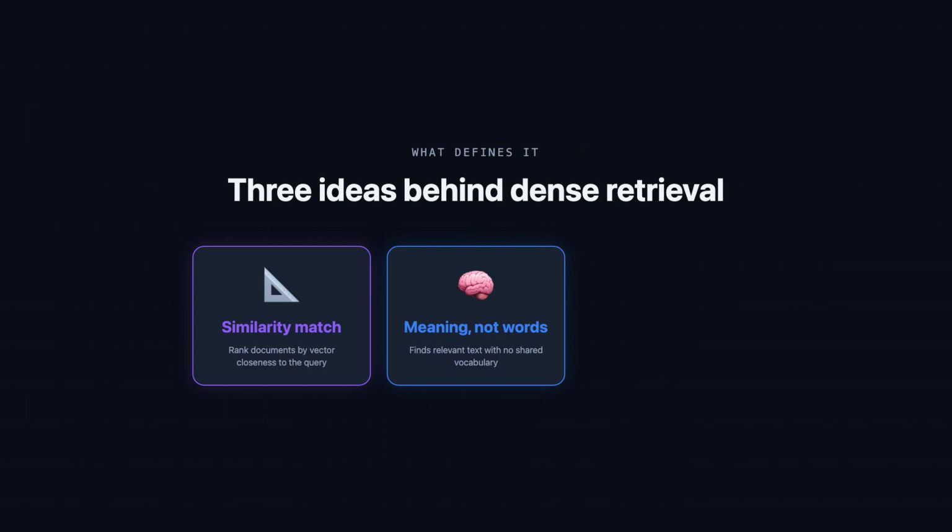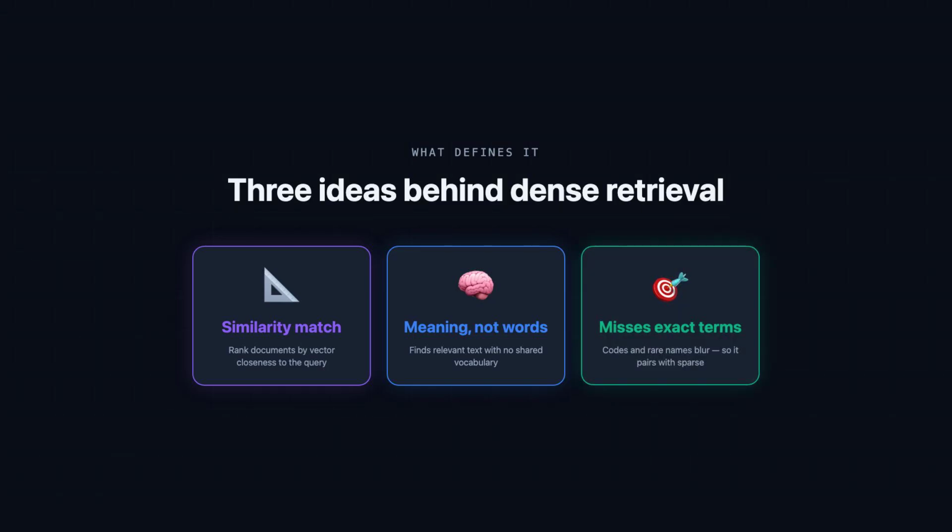It finds meaning even with no shared words. Because it compares concepts rather than characters, it gracefully handles synonyms, paraphrase, and cross-language search, which is exactly why it became the backbone of modern semantic search and RAG. It can miss the exact term, so it pairs with sparse retrieval. A specific product code, a rare name, or an error string gets blurred into semantic space and slips past, and quality leans hard on the embedding model. That gap is precisely why hybrid search exists.